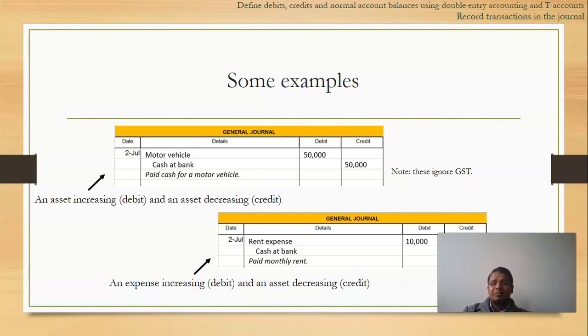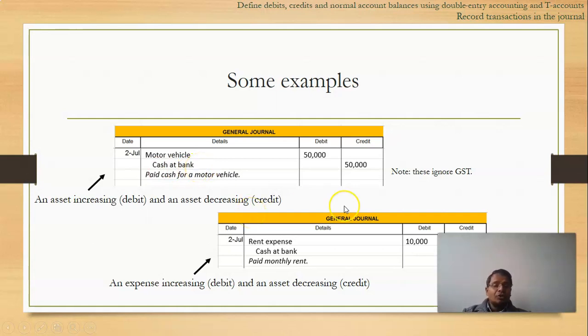Some examples: an asset increases and an asset decreases. If we purchase a motor vehicle for cash, motor vehicle account is debited. Motor vehicle came in, it is an asset account, and an increase is debited. And cash account, cash is also an asset account, but cash decreases because the organization paid cash for purchasing the motor vehicle. So cash is credited. Asset decrease, cash decrease.